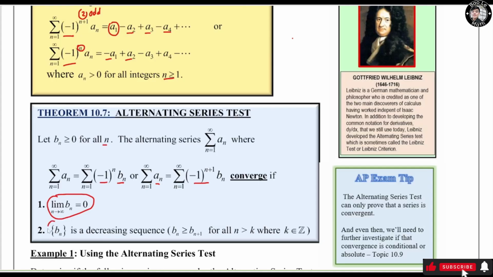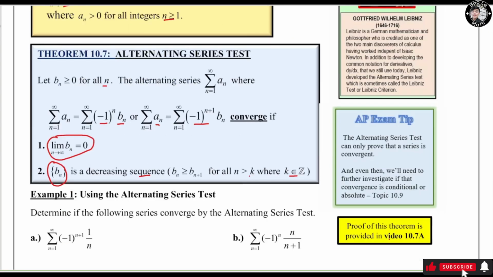Number 2, the sequence b sub n is a decreasing sequence. What does that mean? It means b sub n is greater than or equal to b sub n plus 1 for all n greater than k, where k is an integer. Now, for the proof of this theorem, you can check out video 10.7a.